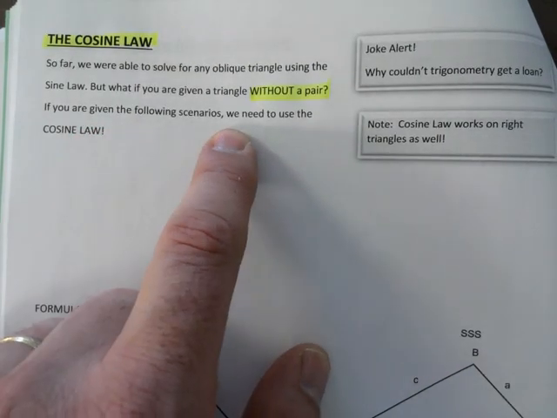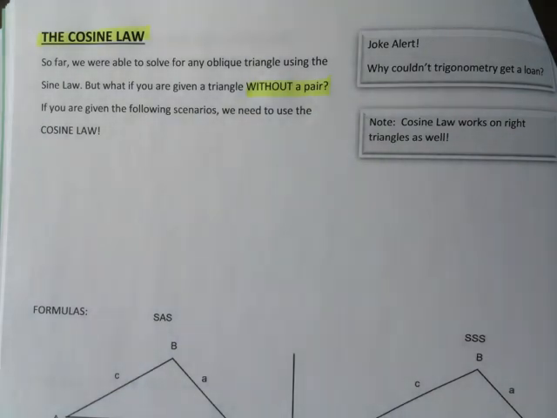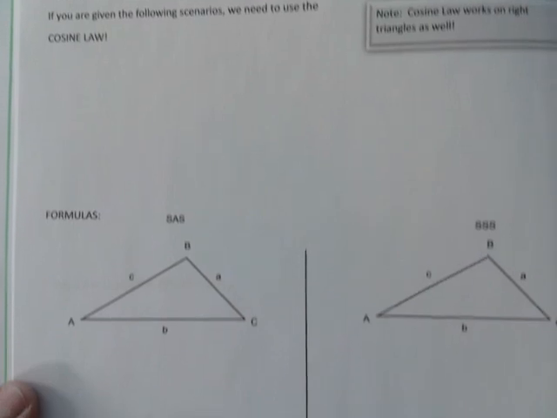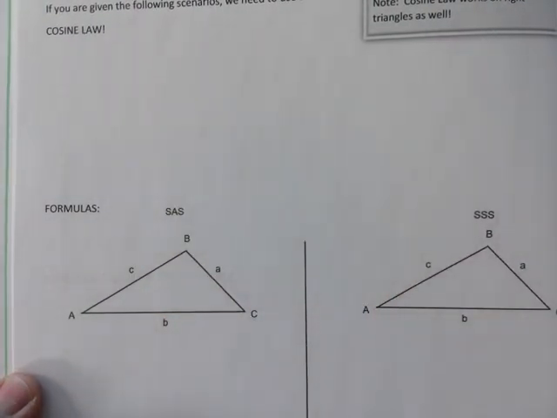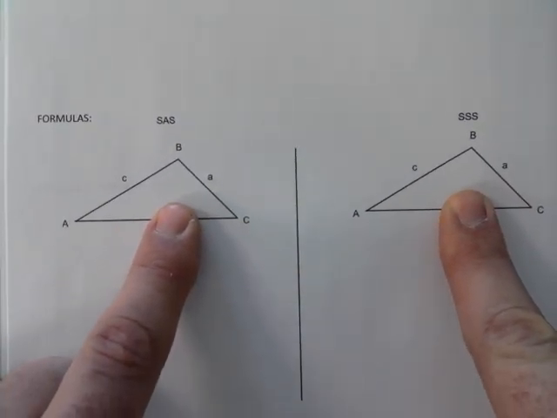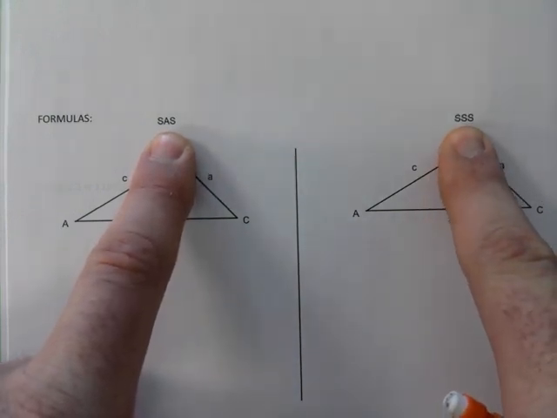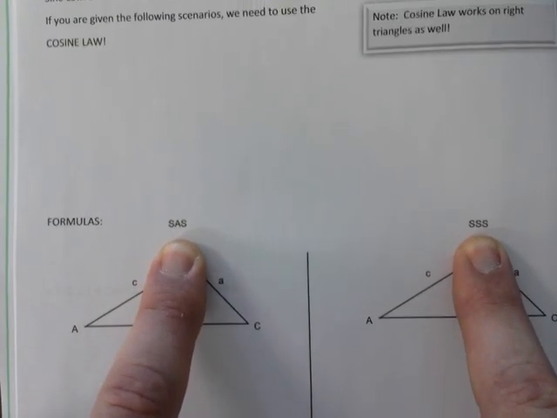If you're given the following scenarios, we need to use the cosine law, right? These are the two scenarios, and I just left this blank just in case I want to add stuff later. But these are the two scenarios right here: side angle side or side side side. Actually, I know now why it's blank. We're going to go back up here.